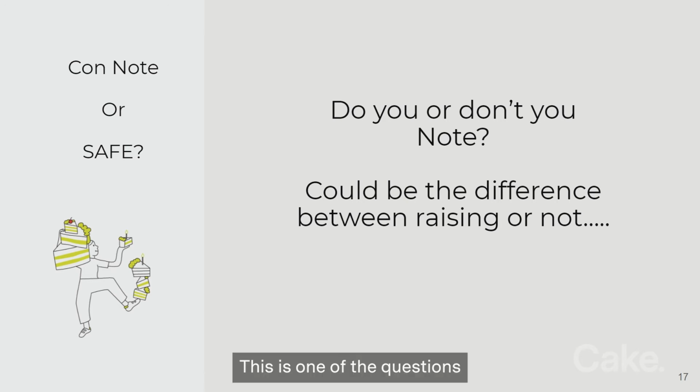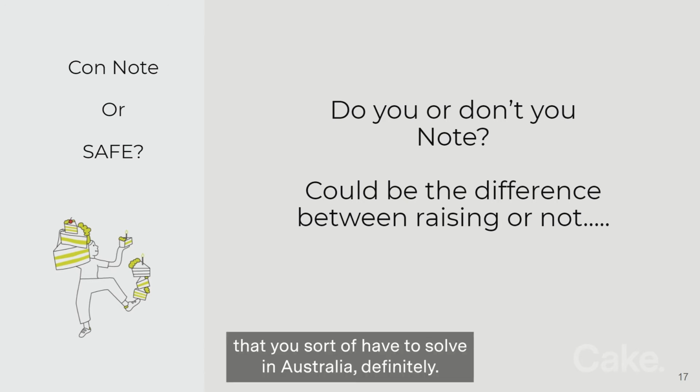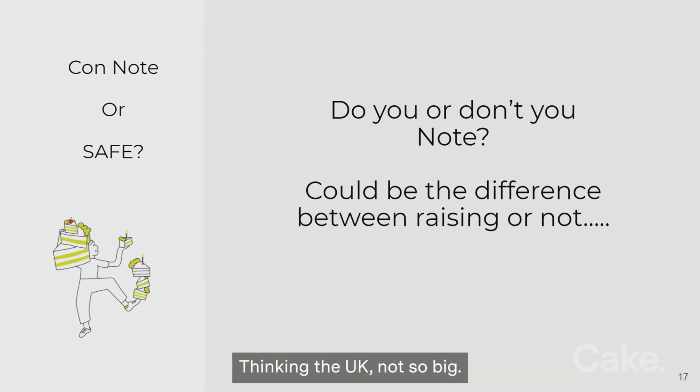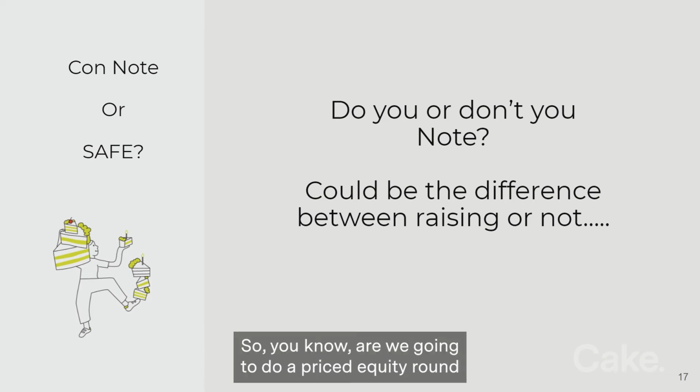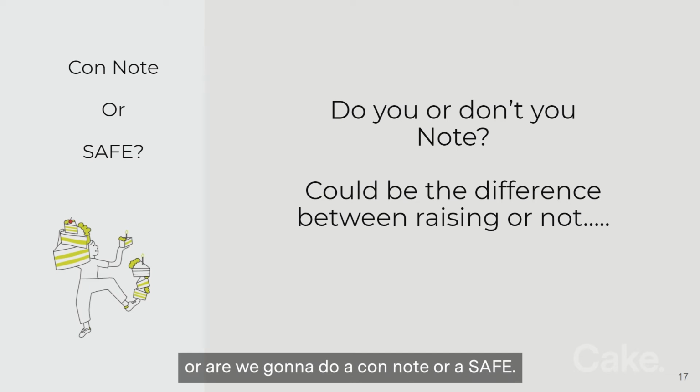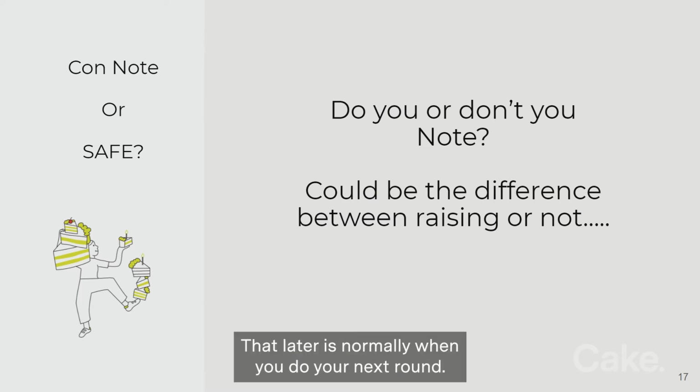This is one of the questions that you sort of have to solve in Australia, definitely. I think in the UK, not so big. US, definitely. Singapore, definitely. New Zealand, definitely. So, are we going to do a priced equity round, or are we going to do a con note or a safe? Convertible note is essentially a loan from the investor to the company that converts to equity later. That later is normally when you do your next round.